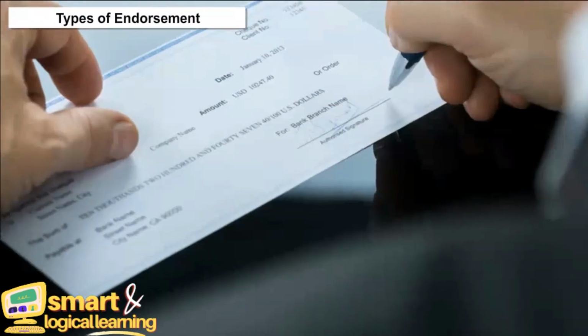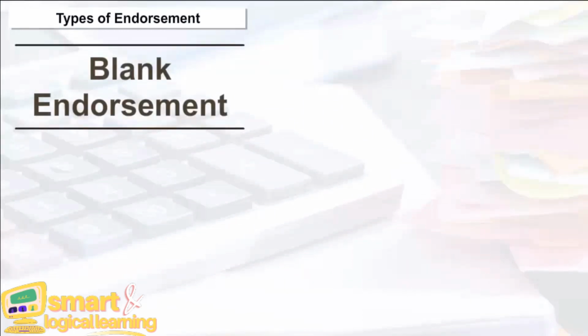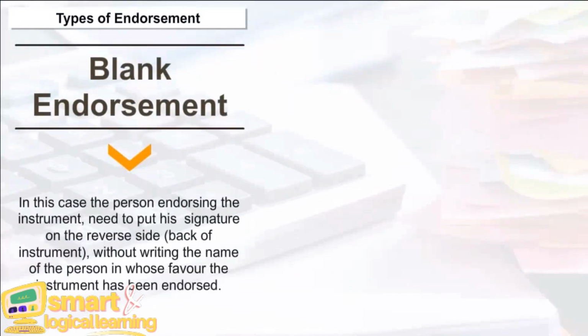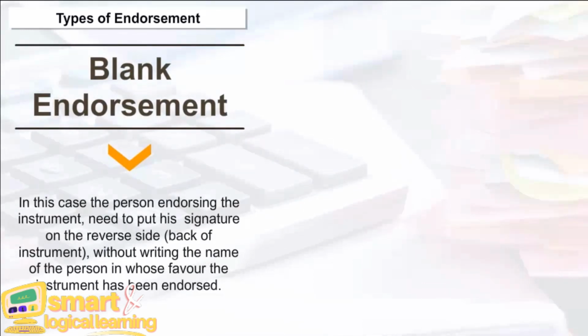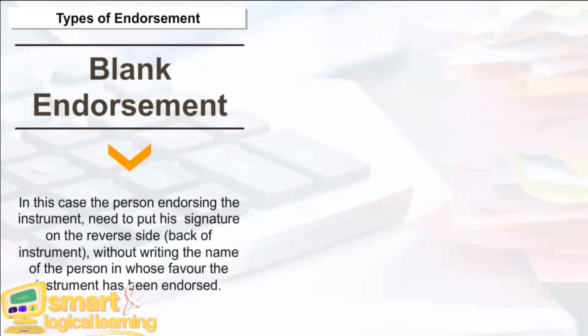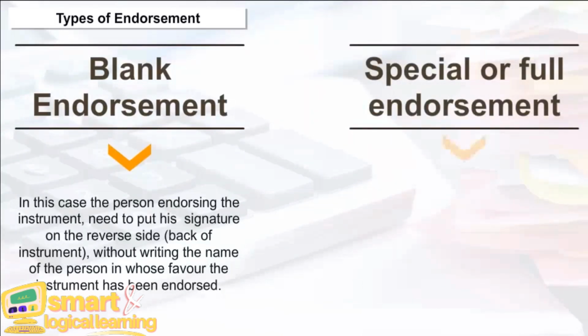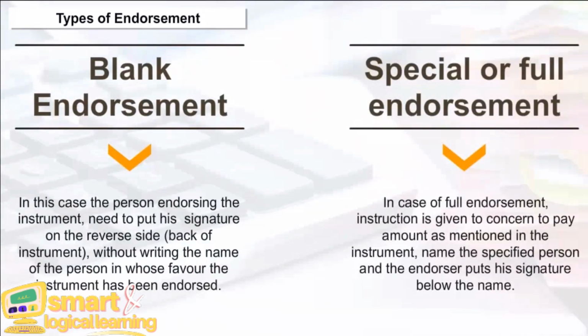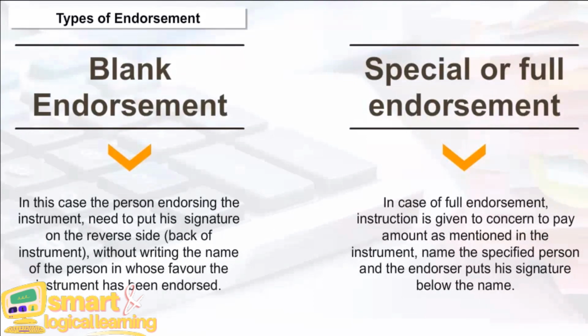Types of endorsement. 1. Blank endorsement. In this case, the person endorsing the instrument puts his signature on the reverse side, that is, the back of the instrument, without writing the name of the person in whose favor the instrument has been endorsed. 2. Special or full endorsement. In a full endorsement, instruction is given to pay the amount mentioned in the instrument to the specified person named, and the endorser puts his signature below the name.